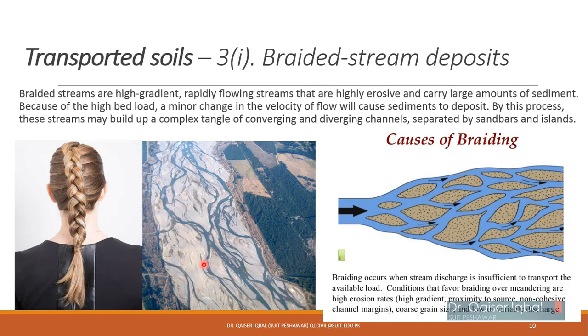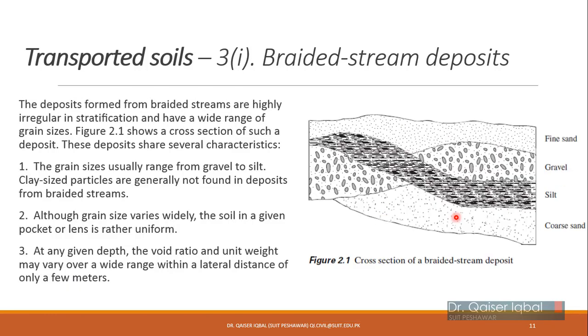The reason is that they carry very coarse sediment, large size particles. They have high velocity, so a lot of sediment is being transported. When it suddenly enters the open area, it loses some of the sediment and deposits it in the form of small islands, which you can see over here, and the flow is basically going across these. So this is a deposition caused by the braided stream.